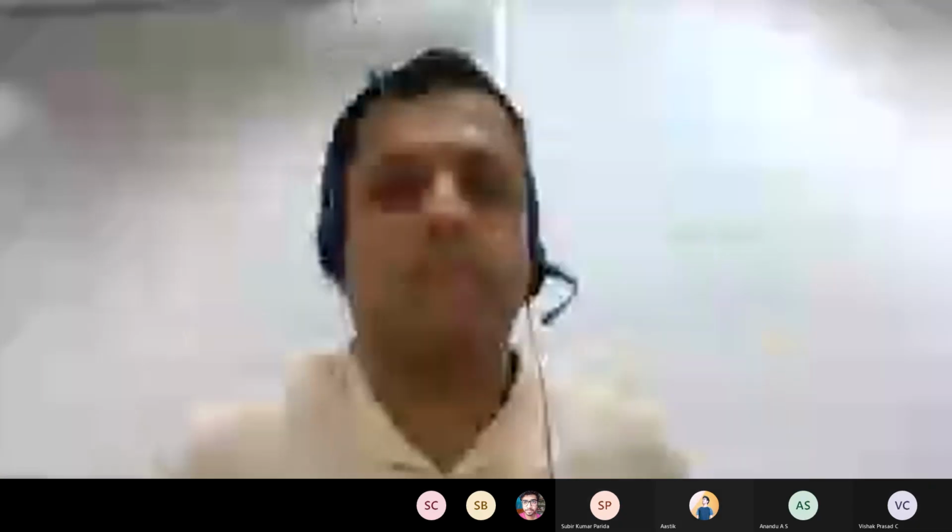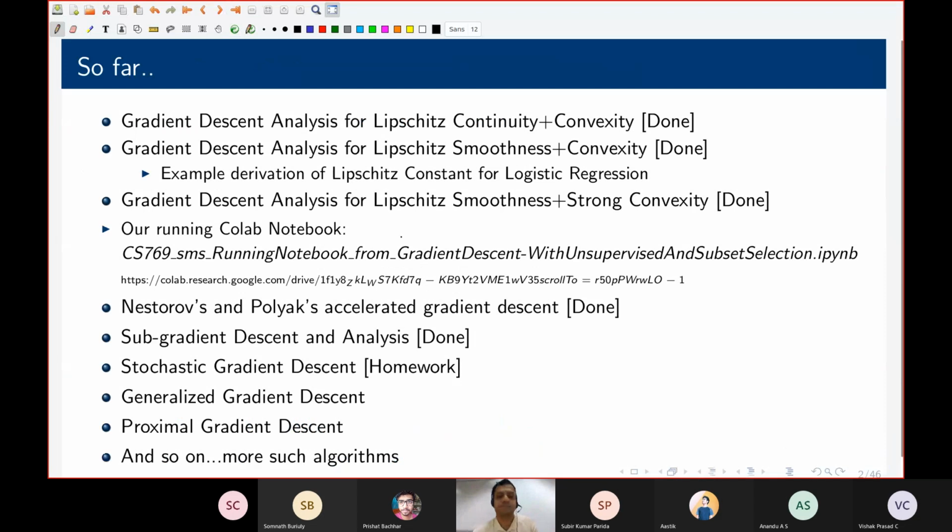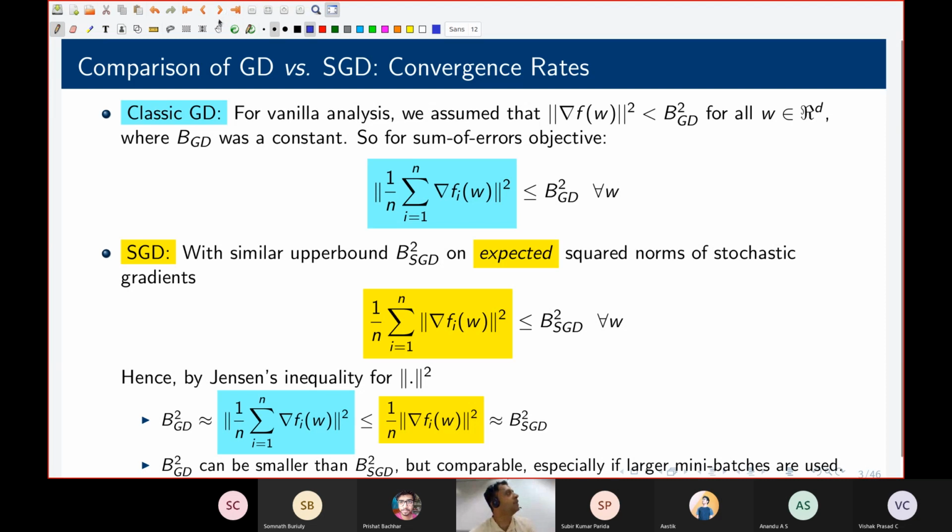Welcome to lecture 18. We had a discussion on data subset selection in the last class, but let's conclude our discussion on the whole notion of subgradient descent through stochastic gradient descent. We brought in stochasticity where we didn't want to incur the computational cost of computing the subgradient on the entire data set. As a homework, I had left for you to mull over some aspects that stochastic gradient descent brought us.